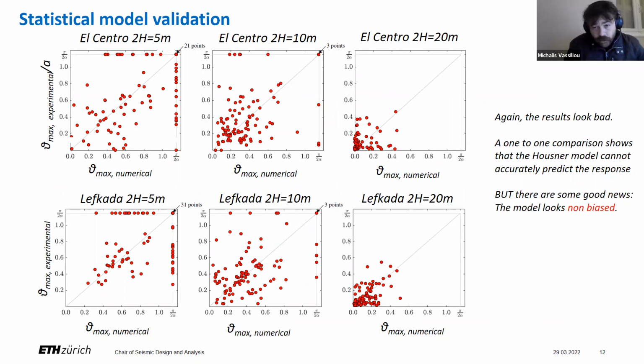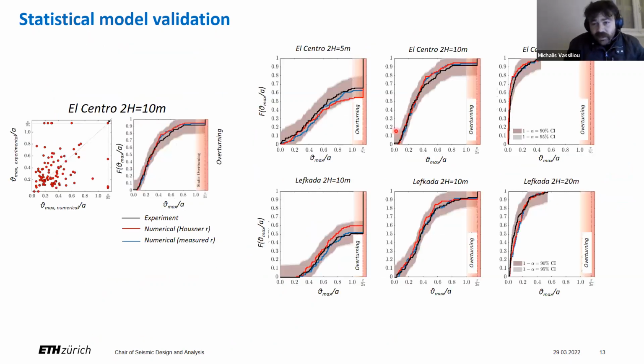But there are some good news. The model looks non-biased. So if we plot the same data, not some other data, as a CDF, the numerical and experimental CDFs match perfectly. Why is this? Because Ian Smith was right. For this specific case, we cannot yet generalize. The ground motion uncertainty overshadows the modeling uncertainty. So we should only demand that the model be non-biased, not more accurate than it already is.